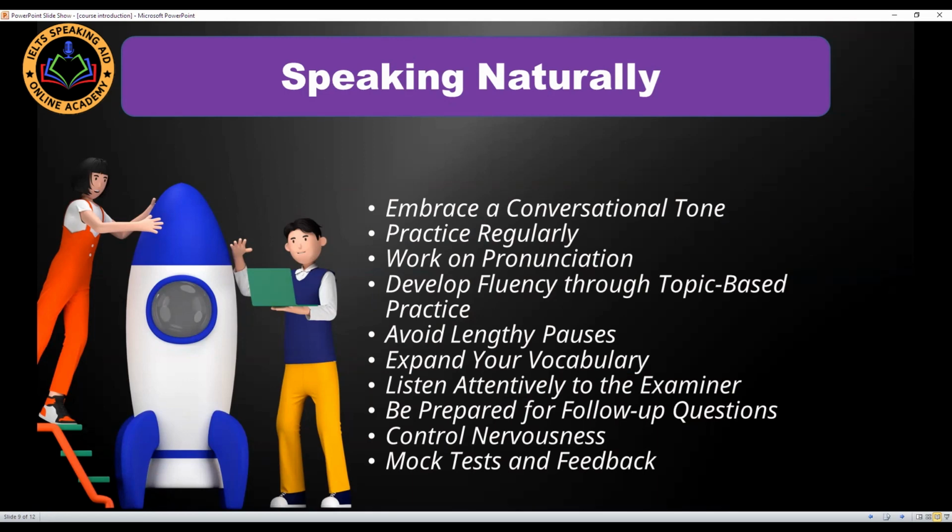Whenever you speak with your friend or a family member, say, in Sinhala, keep the same kind of tone, the same kind of intonation. Try to keep that in your real exam. Then you can show you are a speaker who is using a conversational tone. Practice regularly.